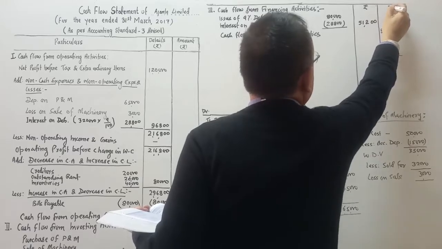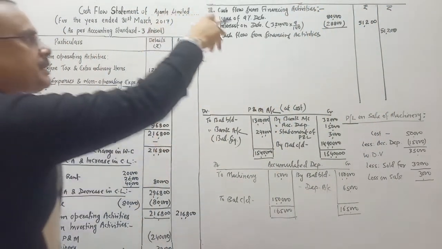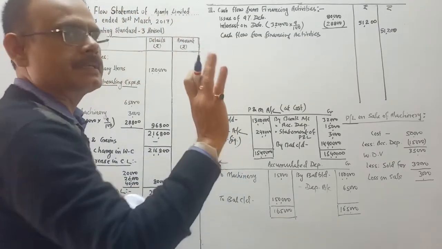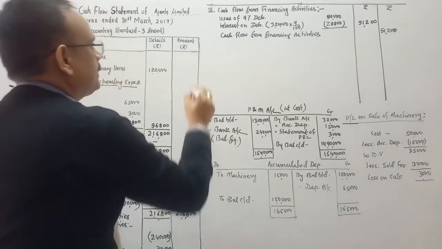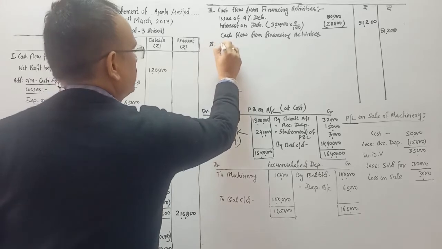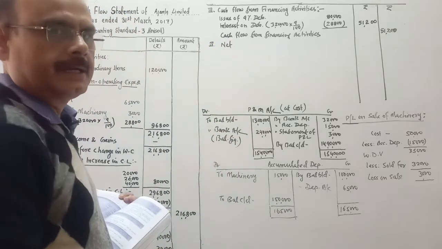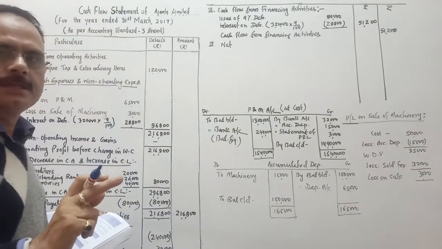51,200. This format is in continuation of the cash flow statement. First, second, third is completed. Now the third one is going, so cash flow from financing. Now what we will do, we will see the net increase or decrease in cash and cash equivalent. For that we will add the three activities.